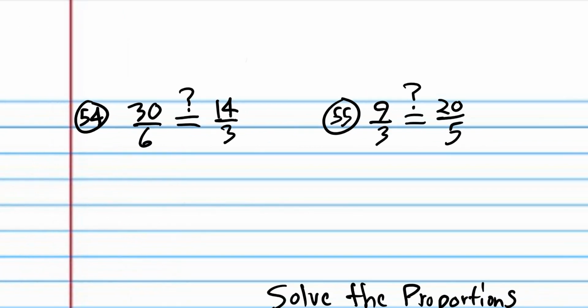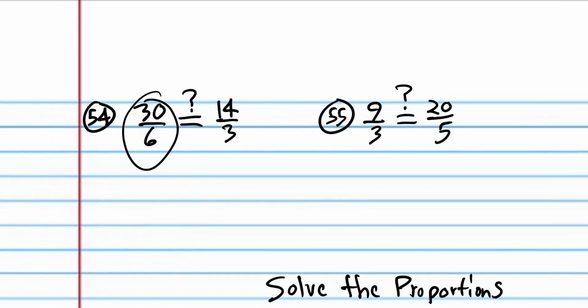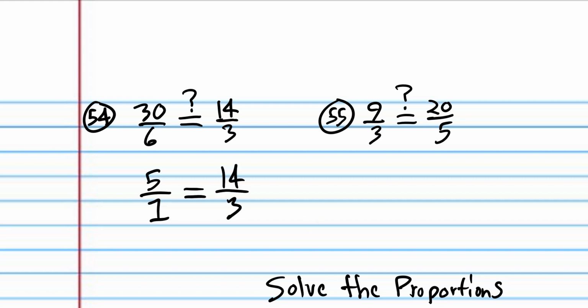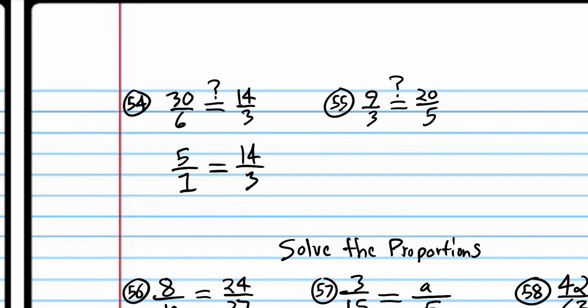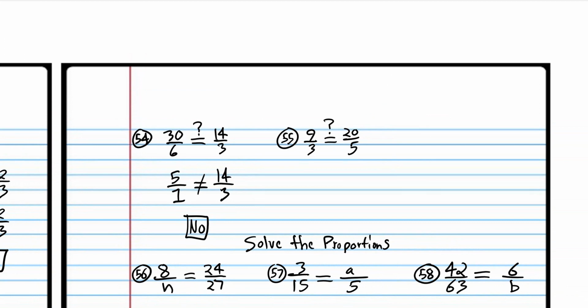This problem is a little different because you're going to end up with a whole number over here. Divide both sides of this fraction by 6, and you get 5 over 1. That's a whole number. And with this fraction, you can't really do anything. So we end up with 5 is equal to 4 over 13, which we know is not correct. So obviously no. Try number 55, and when you come back, we'll do it together.